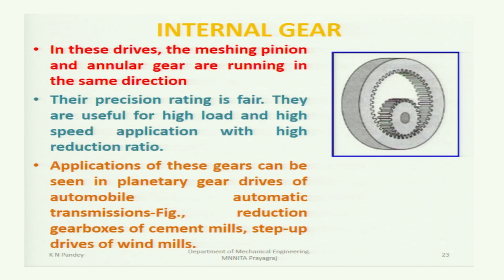Now, gears are also used in which one of the gears has internal teeth and another has external teeth. It is called the internal gear. In these drives, the meshing pinion and annular gear are running in the same direction. So, both will rotate in the same direction. Their precision rating is fair. They are useful for high load and high speed applications with high reduction ratio. Applications of these gears can be seen in planetary gear drives of automobiles, automotive transmissions, reduction gearboxes of cement mills, and step-up drives of windmills.